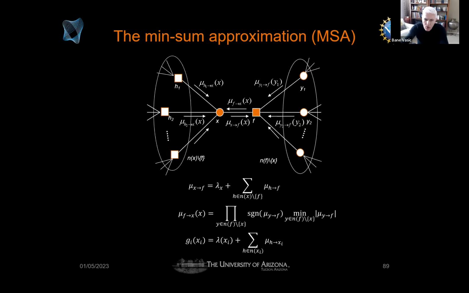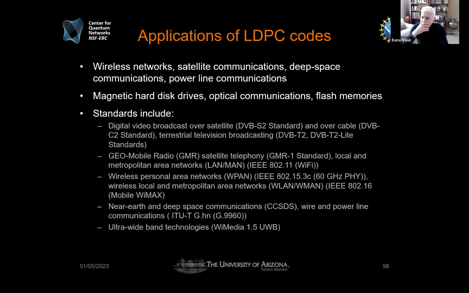Now I will skip this derivation and tell you a list of applications where low-density parity check codes and iterative decoders, including these min-sum algorithms, are used. These are wireless communication, satellite communication, disk-based communications, and also hard drives and flash memories, and they are all included in a variety of classical standards.